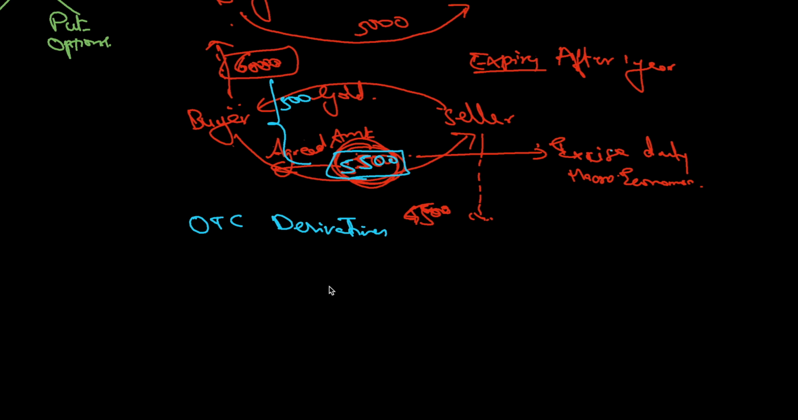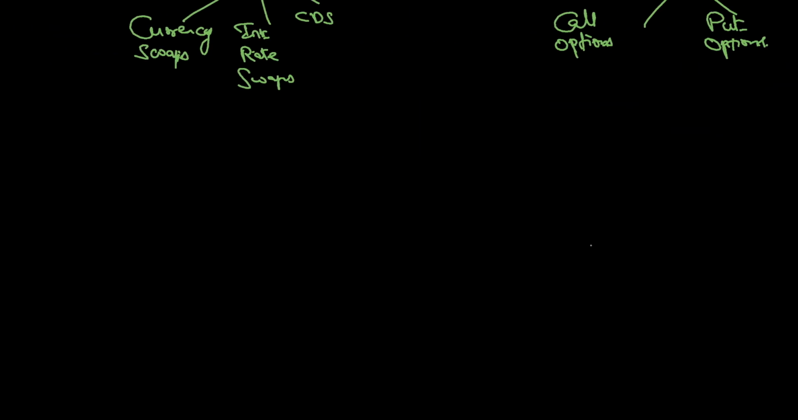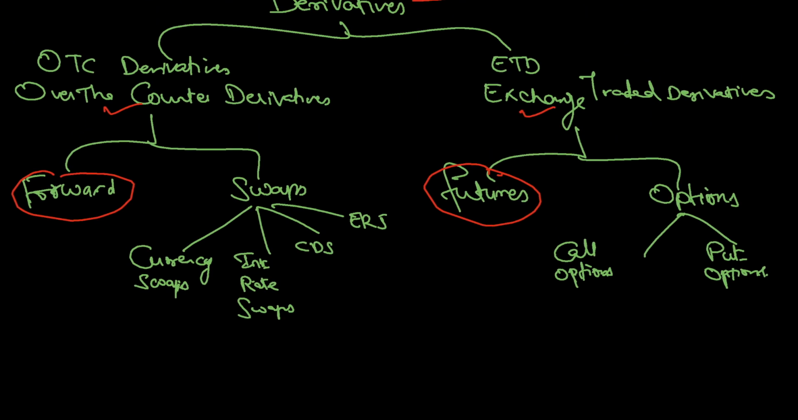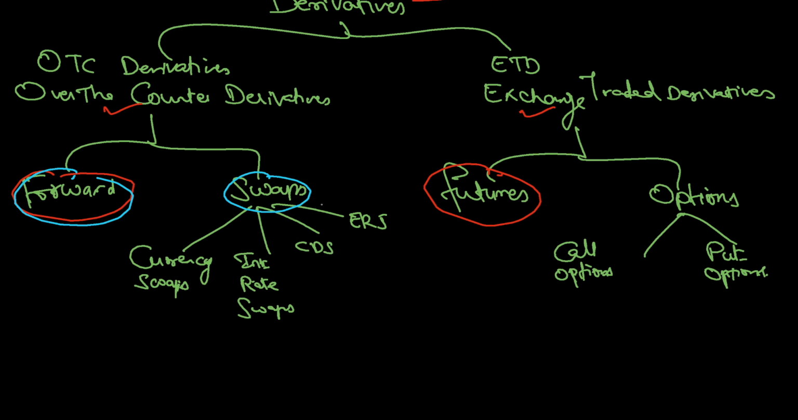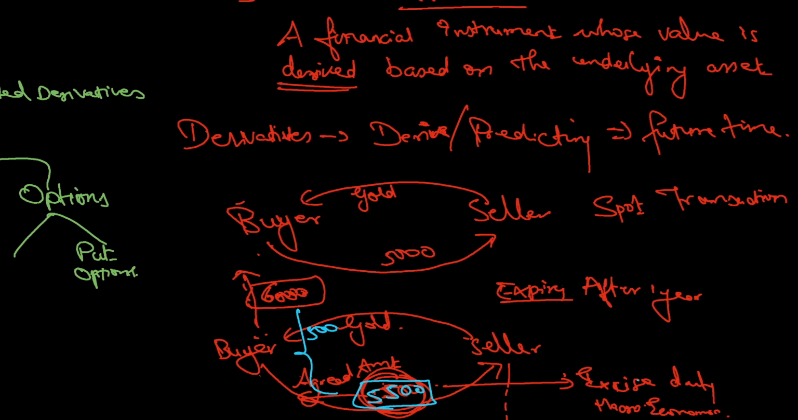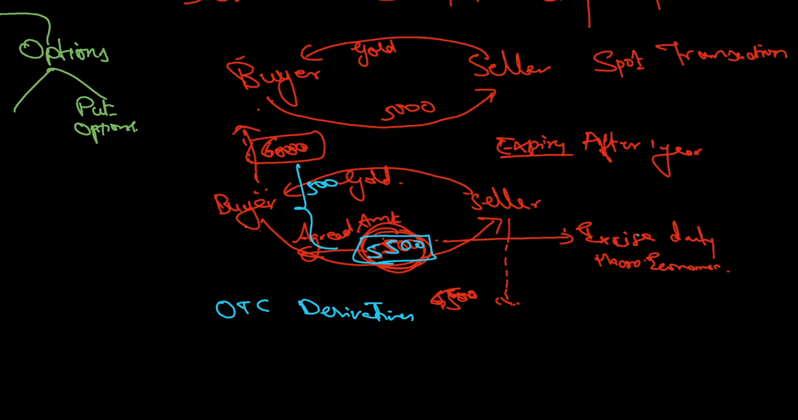Now, if it is over the counter derivatives, it has to be either forward or swaps. Now what is swaps? In swaps, exchange of cash flows happens. X and Y both will exchange cash flows. How is it possible? That we will see in the swaps video. So in this case, both sides are not exchanging cash flows. One party is giving cash, another party is taking the underlying asset, that is gold.